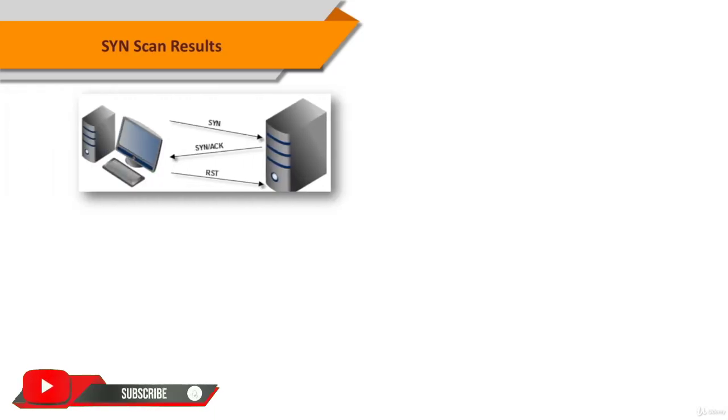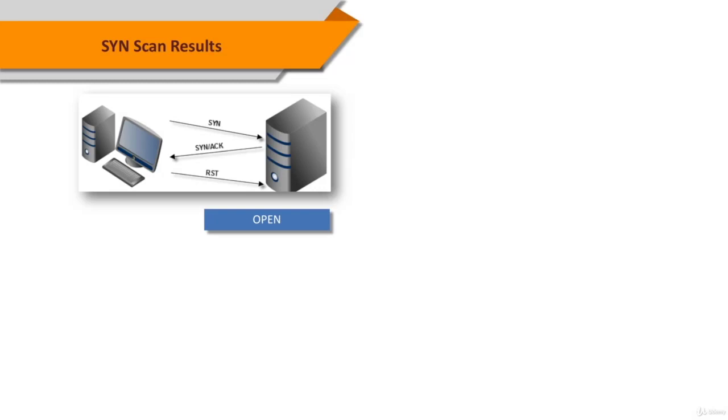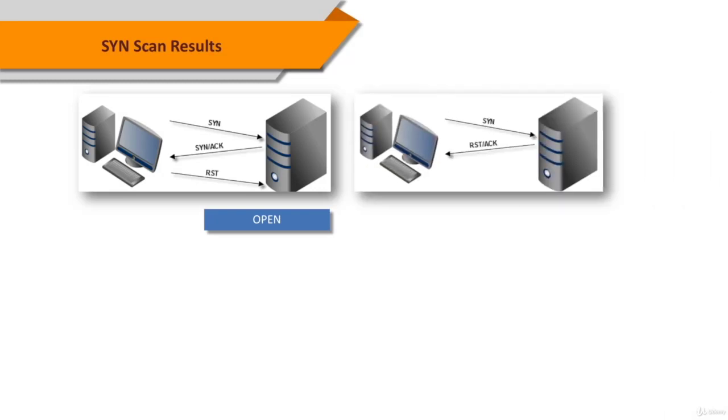Let's see how Nmap interprets the results of SYN Scan. When we send a SYN packet, the destination system replies a SYN-ACK packet to show that it's ready for a connection. And we send RST to corrupt the handshake. Nmap interprets this result as the port is open. If the destination system replies a RST packet for our SYN packet, that means the port is accessible, but it's closed.